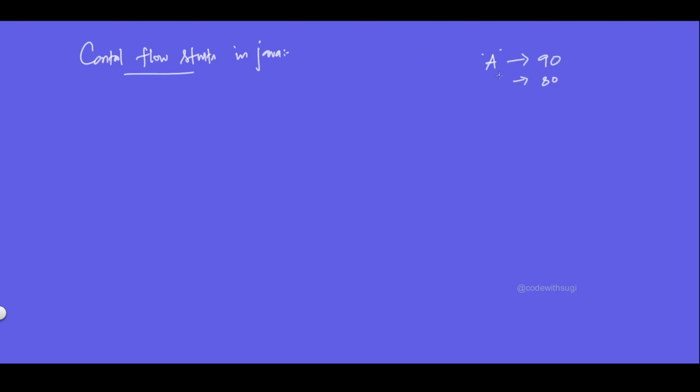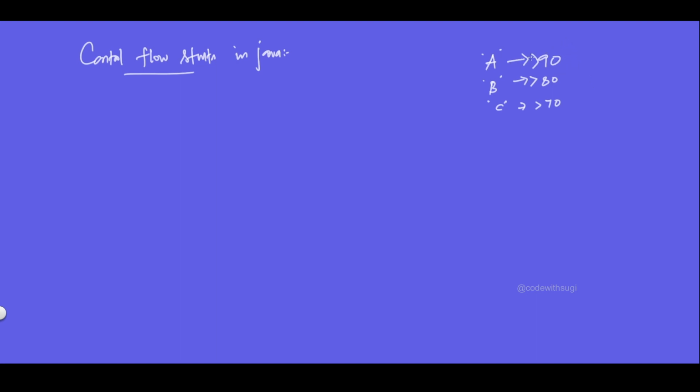In a particular subject, if a student got more than 90, then we have to say the grade is A. If the student got more than 80, then we have to say B. If the student got more than 70, then we have to say C. Likewise, we have some requirements, so for that, we're going to write a program.